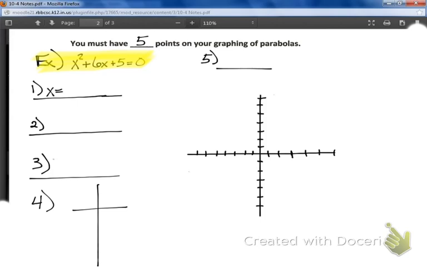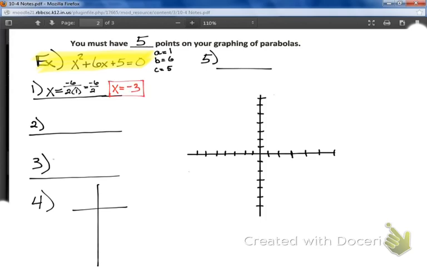x equals, now again up here with your problem you have to be able to tell me what your A, your B, and your C is, just like we have earlier. So A is 1, B is 6, and C is 5. So for the axis of symmetry we have negative B, so the opposite of B, which is negative 6, over 2 times A. So we have negative 6 over 2. So for our answer here, and I'm going to put the answers in red, for the axis of symmetry our answer is x equals negative 3.